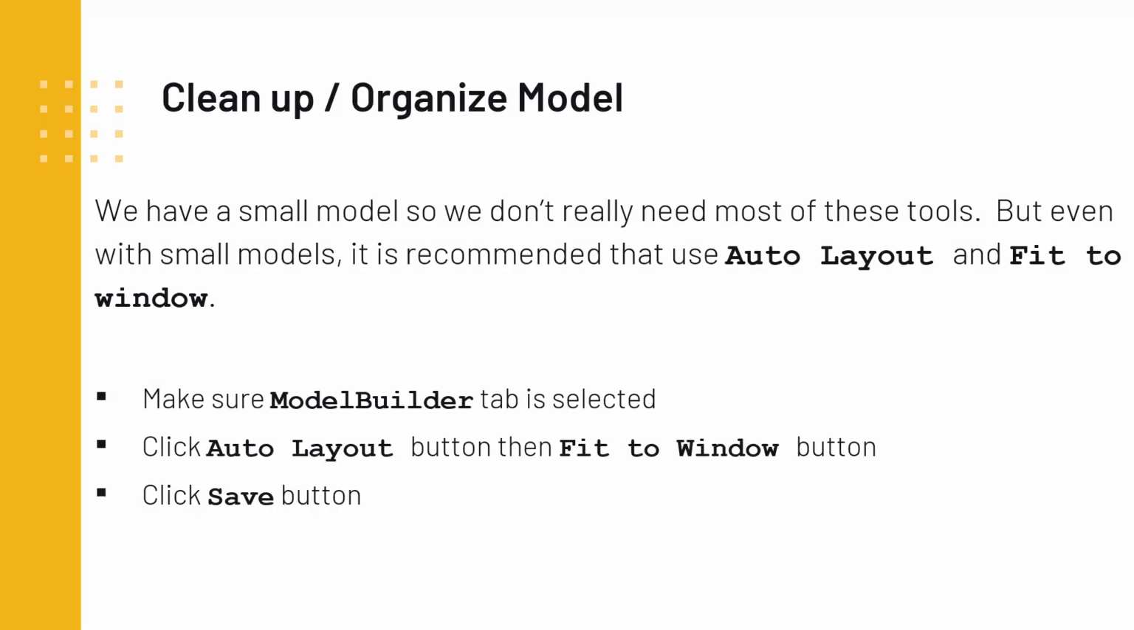Continuing with organizing our model. So we have a relatively small model, so we don't need to use most of those tools. But even with small models, it's recommended that you use the auto layout and the fit to window button. So that's what we're going to do. So you're going to make sure that the Model Builder tab is selected. You're going to click the auto layout button and then the fit to window button. When that's completed, you're going to go back to the ribbon and choose the save button. So now our organized model is saved.